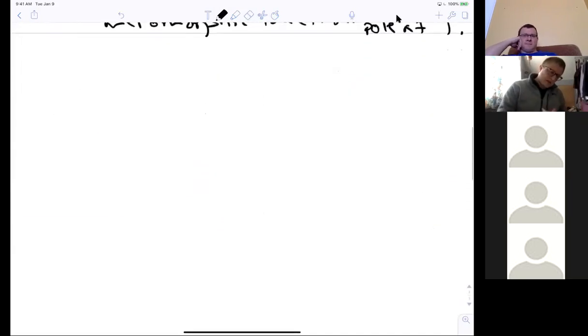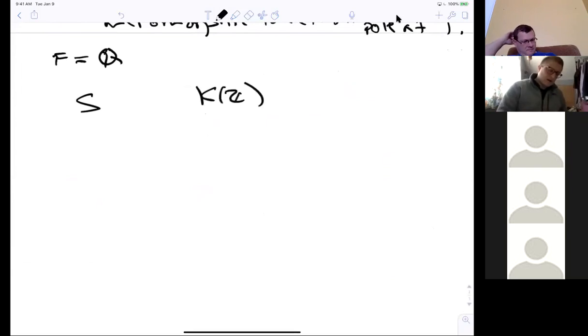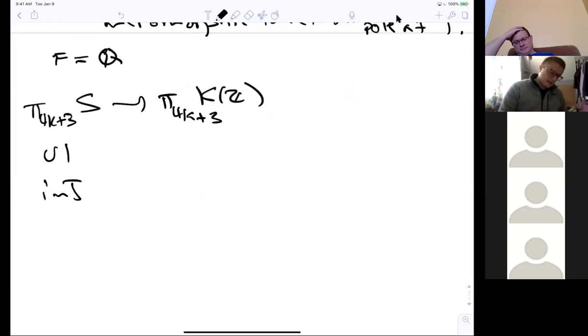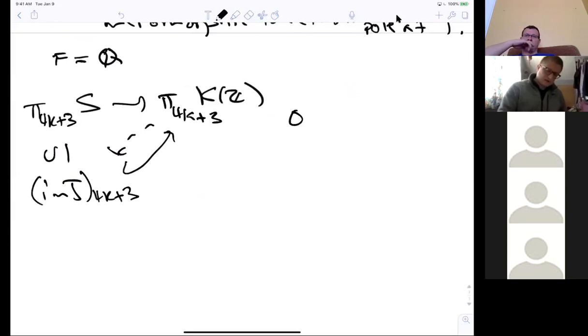Let's look at the special case when F is equal to the rational numbers. If you look at the unit map from the sphere into K of Z, and then look in degree 4k plus 3, the image of J part sitting inside here includes into this algebraic K-theory group and actually splits off. This is really by work of Quillen and Sullivan.